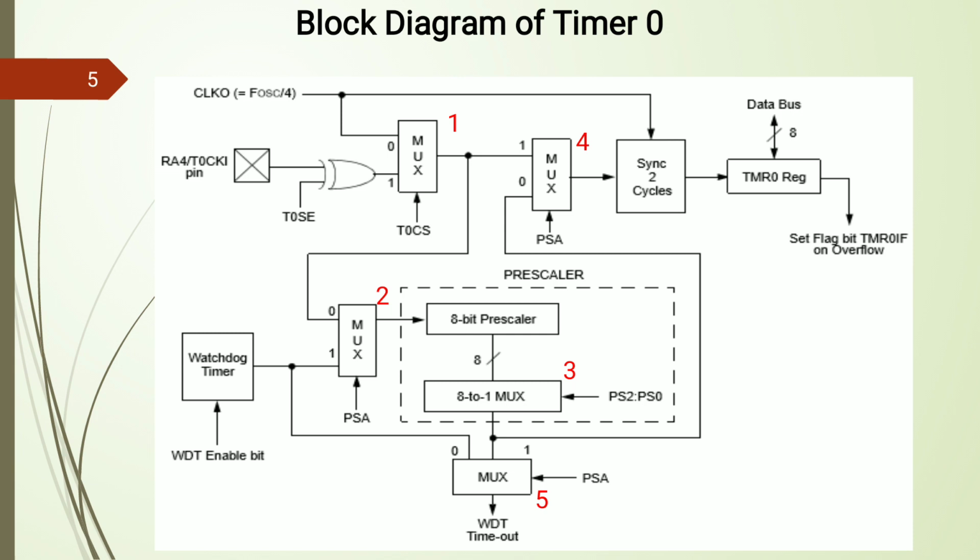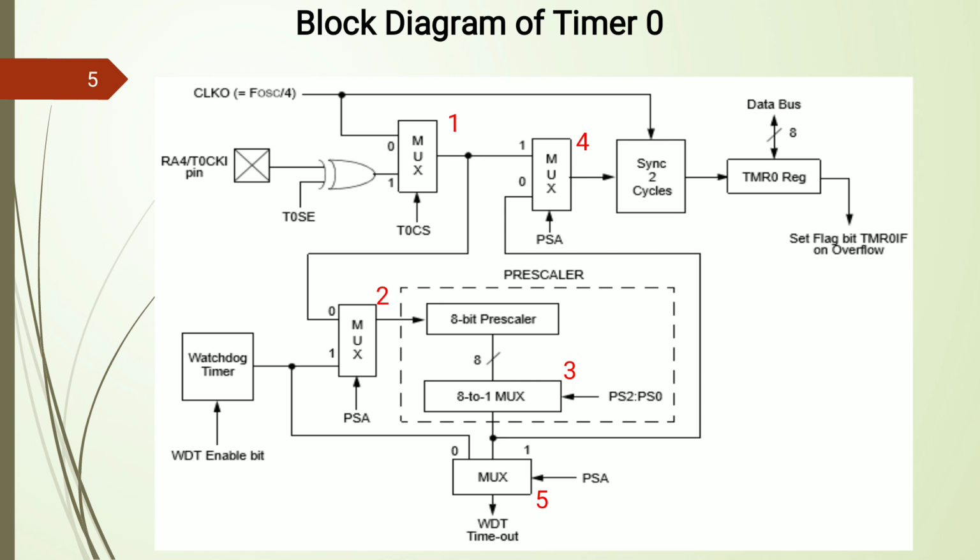One is internal, that is the CLKO Fosc oscillator divided by 4, and another one is the external clock pulse which is applied at the RA4 pin of the controller. So as per the requirement we have to select the clock pulse with the help of T0CS, that is the clock source selection MUX 1. As per the requirement you have to make T0CS equal to 0 or 1. So selection of clock pulse depends on MUX 1, that is the T0CS bit.